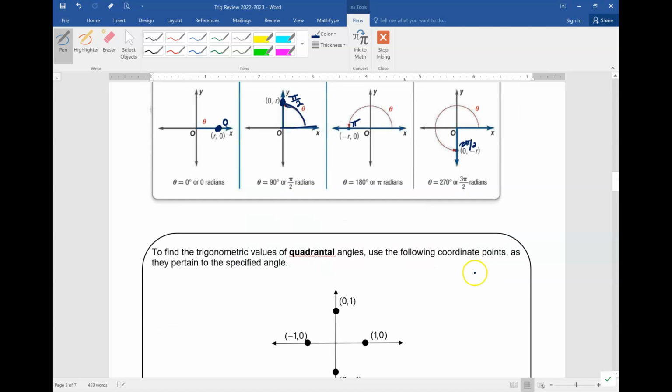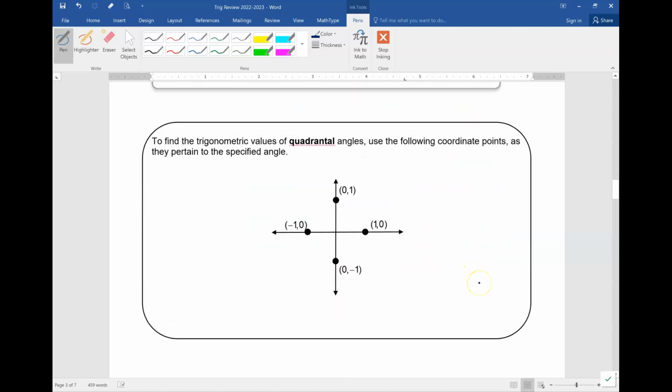Now, to find trig functions, we're just going to use the corner points. Remember, this is where the circle would have gone. That's a horrible circle. But that's pretty much what you're going to use for your quadrantal angles. All right, so let's use these circles. So what are the angles here? The angles are 0, pi over 2, pi, 3 pi over 2.